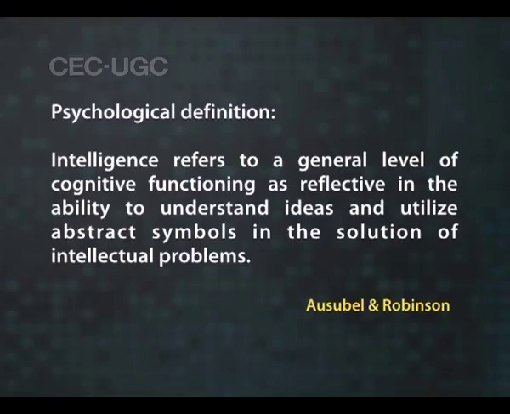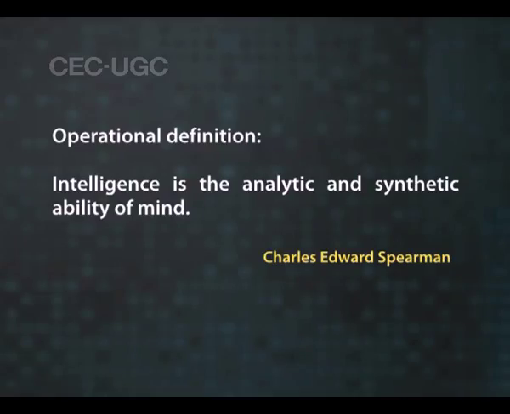For example, according to Ausubel and Robinson, intelligence refers to a general level of cognitive functioning as reflected in the ability to understand ideas and utilize abstract symbols in the solution of intellectual problems. Intelligence is operationally defined in terms of tests designed to measure it. Spearman defines intelligence as the analytic and synthetic ability of mind. Since there are a number of definitions like these for intelligence, we can say that the concept is multi-definable.